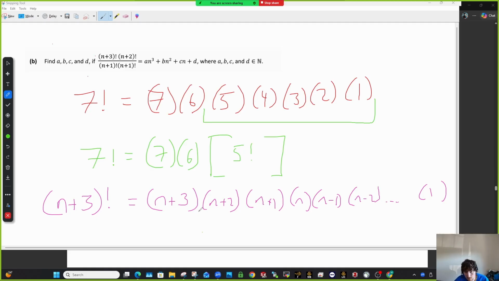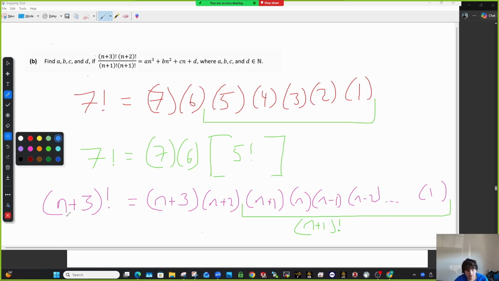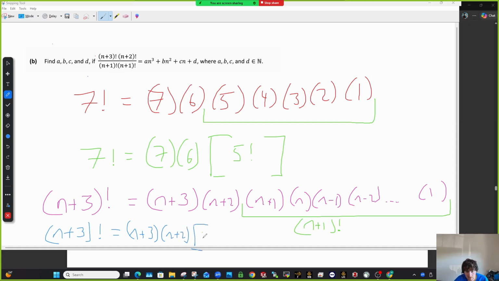You could, if you wanted, stop, say, here. Leave that alone. What's this I've underlined? Hopefully pause the video, have a think about what this is I've underlined. This is multiplying from n plus 1 all the way down to 1. That is n plus 1 factorial. So if you wanted, you could write n plus 3 factorial as this: an n plus 3 by hand, an n plus 2 by hand, and then multiply by the rest, which is just n plus 1 factorial. And that's basically just that trick up there I showed you in red and green.